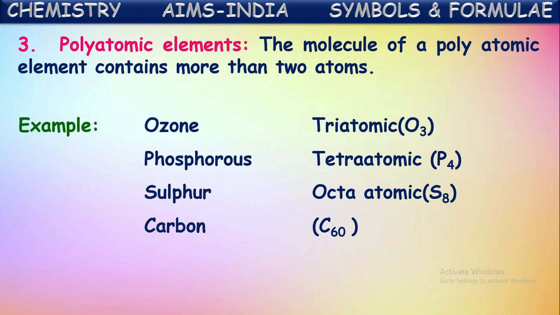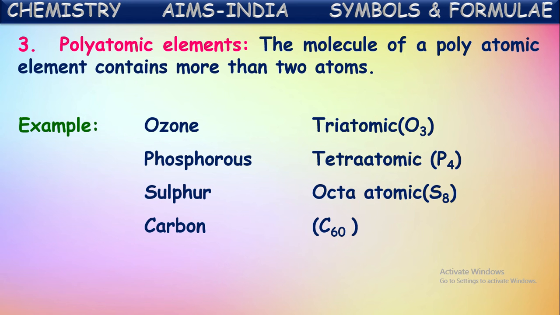For example, if you see ozone, in ozone there are three atoms of oxygen combined together. Now we can say ozone is a triatomic element. If you see phosphorus, it contains four atoms of phosphorus combined together. Now we can say phosphorus is a tetraatomic element. If we consider sulfur, in a sulfur molecule there are eight atoms of sulfur combined together. So we can say sulfur is octaatomic.